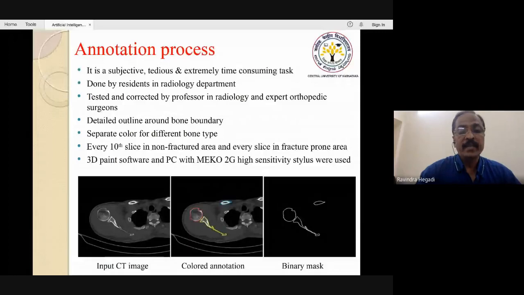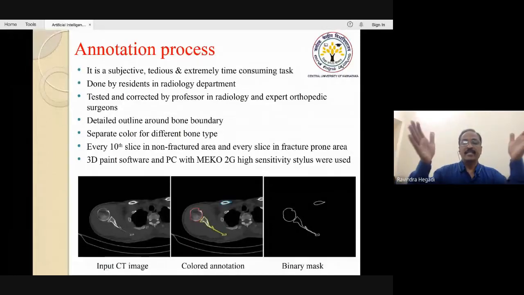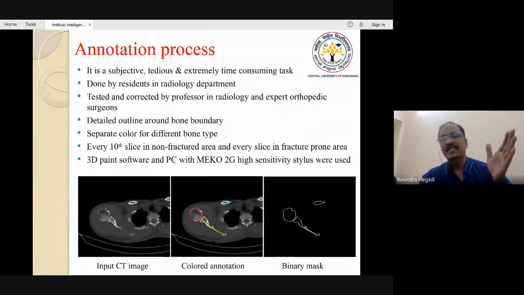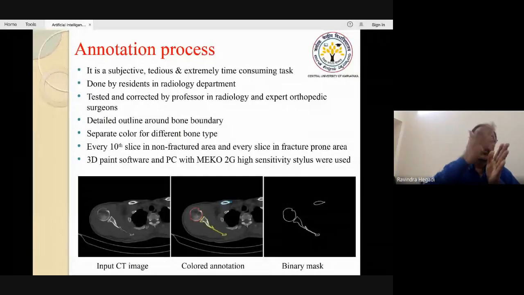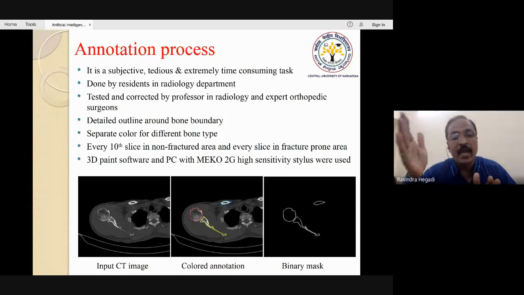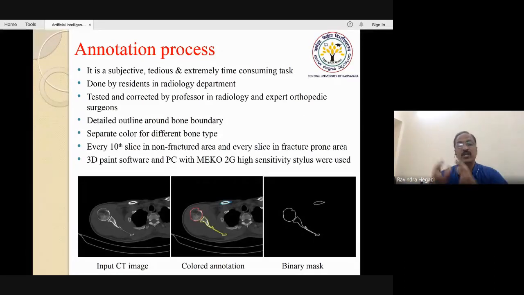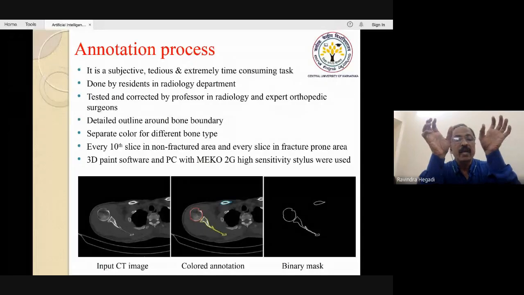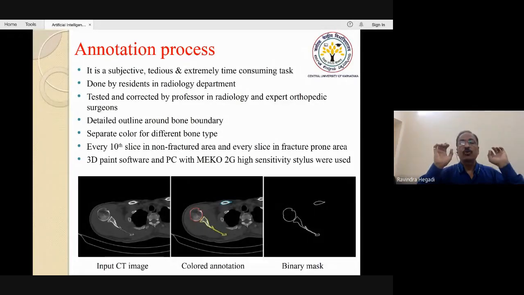Then every 10th slice, see, the CT stack contains so many slices, thousands of slices. So we have selected every 10th slice in that. In the fractured area, every slice we have annotated. In the non-fractured area, we have selected every 10th slice, and then we got it annotated.